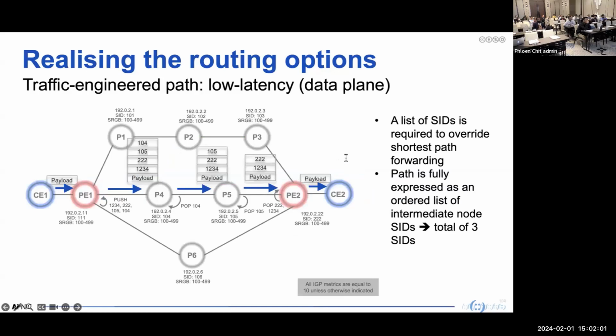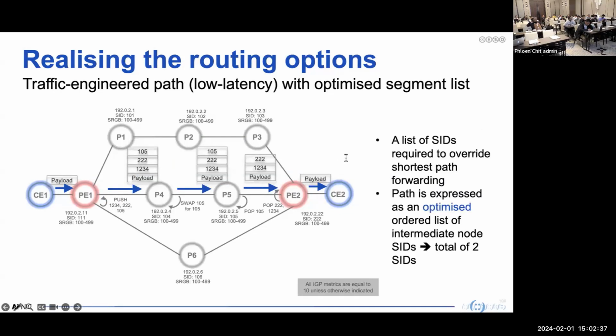Okay. To establish the LSP for this low latency path, several SIDs will be required to override the shortest path forwarding. The path is fully expressed as an ordered list of intermediate nodes plus the destination node. So in total we will use 3 labels, 104, 105, and 222, which are the node SIDs of P4, P5, and PE2. So you can see 104, 105, 222 means go this way, then this way. It is a traffic engineering path.